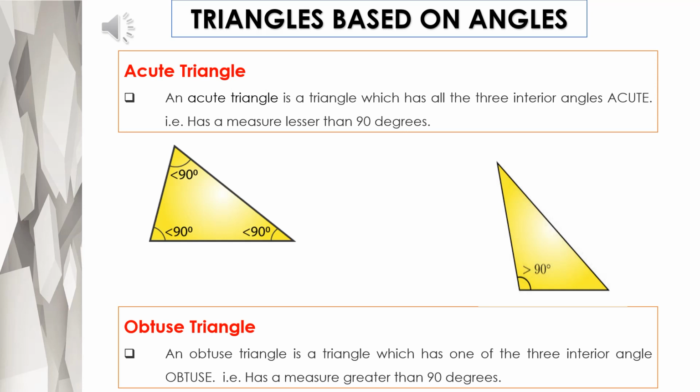An obtuse triangle is a triangle which has only one of the three interior angles obtuse. That is, it has a measure which is greater than 90 degrees. Only one. So the other two will become acute and only one will be more than 90 degrees. But here again, the three interior angles sum up to make, very good, 180 degrees.